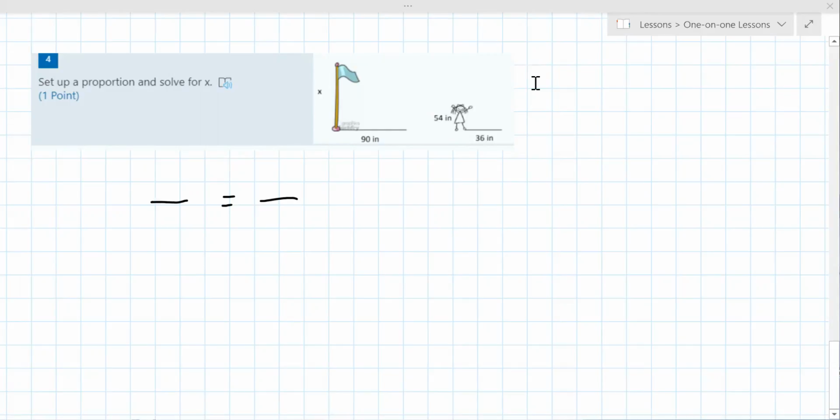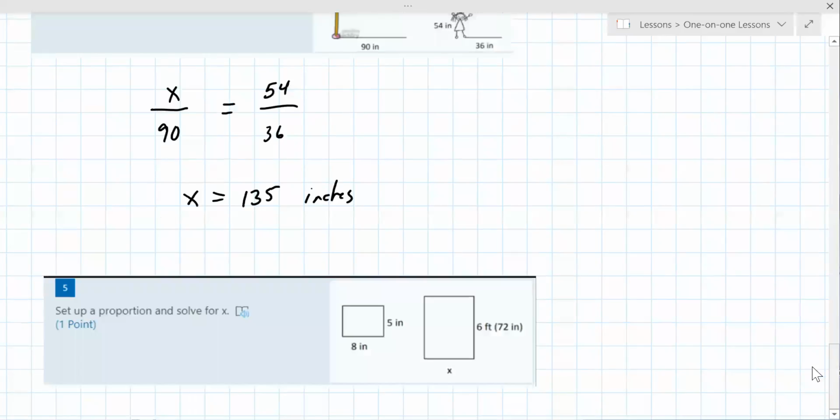Oh, I got 135. Yep, I get the same thing. So you had x over 90 equals 54 over 36. So x ends up equaling 135 inches. Okay. This one, this is the first problem. I guess I'll make a few comments there.